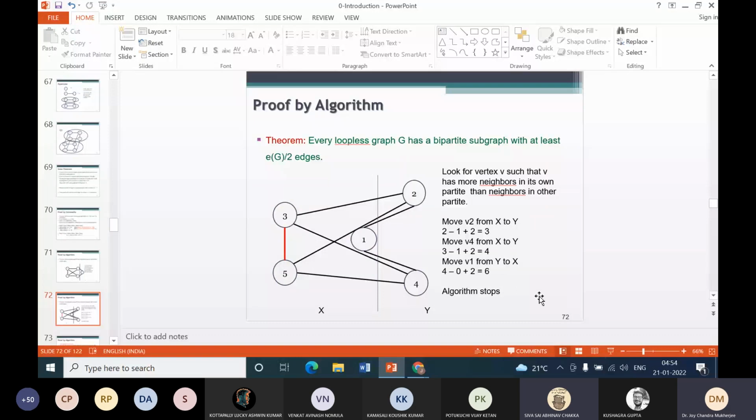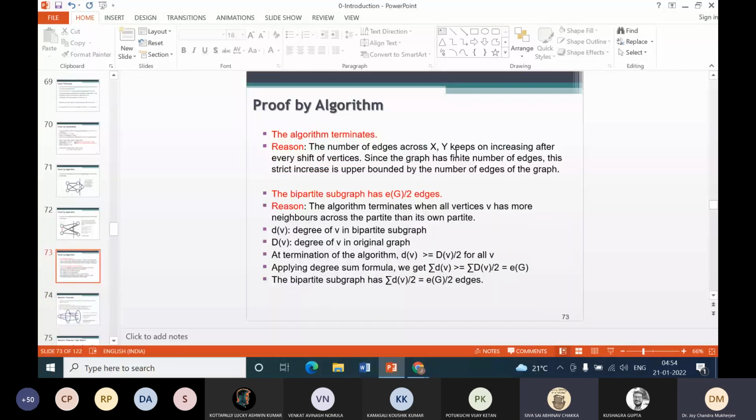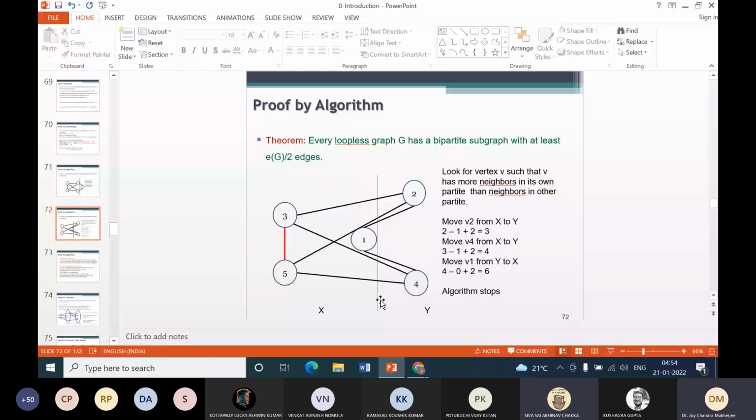The number of edges across the partite keeps on increasing after every shift of vertices. Now, since the graph has a finite number of edges, the strict increase is upper bounded by the number of edges of the graph. So this is a strict increase. At every step, the number of edges across the partite increases strictly. And we know that since it is a finite graph, it has a finite number of edges. So this increase cannot happen an infinite number of times. So after a finite number of steps, we reach the maximum and we'll stop there.